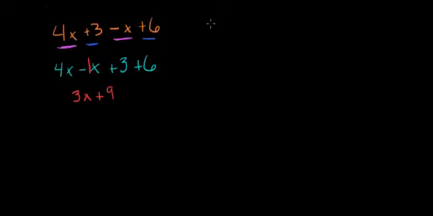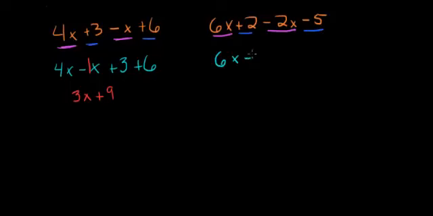If we were to look at another example, let's say 6x plus 2 minus 2x minus 5 this time. Again, let's look at what our like terms are. 6x, negative 2x, those are like terms. Positive 2, negative 5, those are like terms. If we were to rewrite them so they're grouped together, 6x minus 2x, positive 2 minus 5.